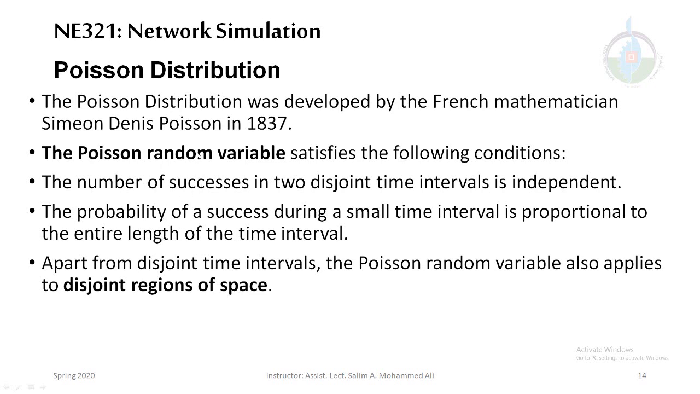This is the third condition for the Poisson random variable. Apart from disjoint time intervals, the Poisson random variable also applies to disjoint regions of space. This is an advanced method. You don't have to understand it. It's not always about the time. It's also about the space of items.